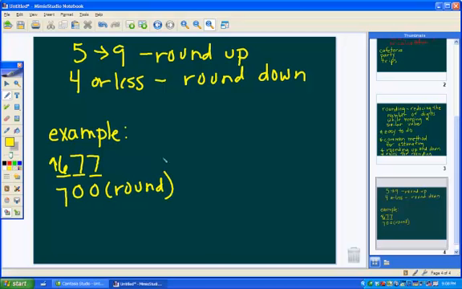So try this one by yourself on the student side. 12,064, and I want you to round to the nearest hundreds. So go ahead and pause and try it. Okay, so you look at the underlined digit, look next door. This one was in the 5 to 9, so we're going to round up. So this would be 12,100. That would be how to round.